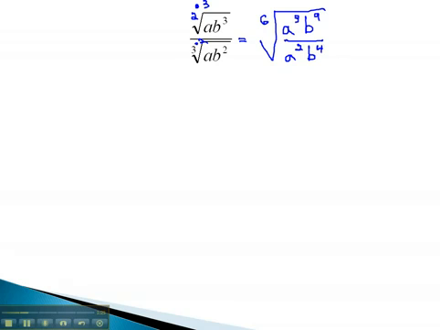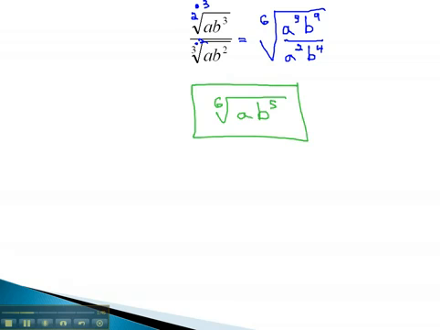We can now simplify this expression by subtracting exponents under this sixth root. Subtracting on the a's, 3 minus 2 is 1. And subtracting on the b's, 9 minus 4 is 5. Those are all positive and remain in the numerator, and so there is no denominator left in this problem that we need to worry about rationalizing.